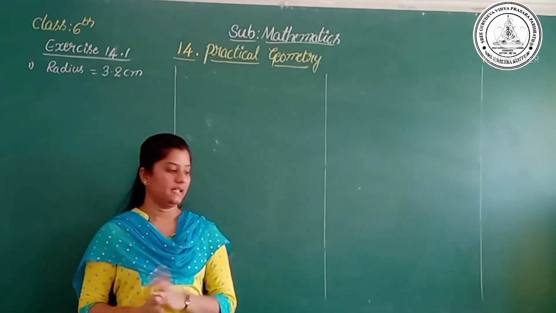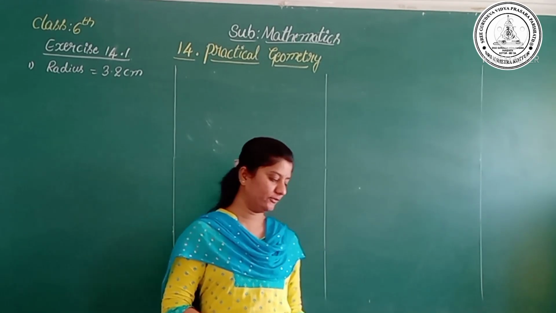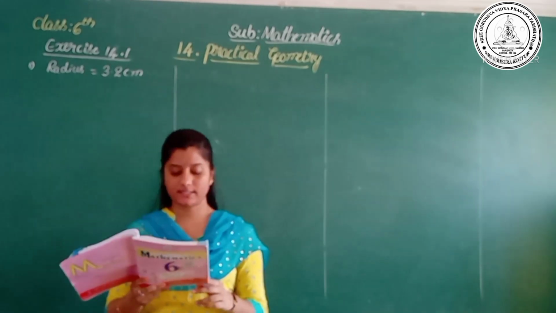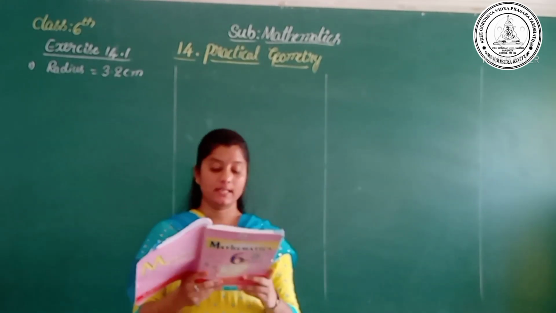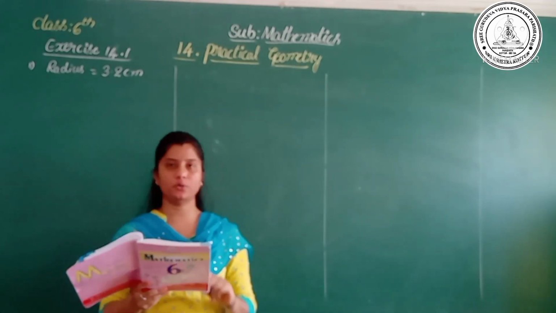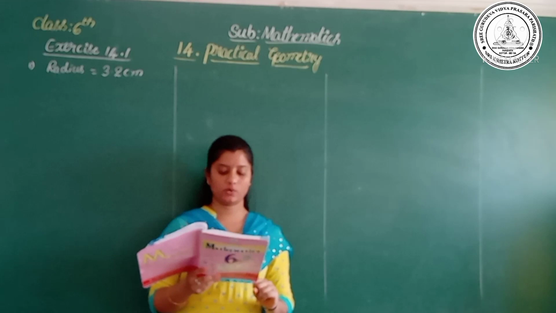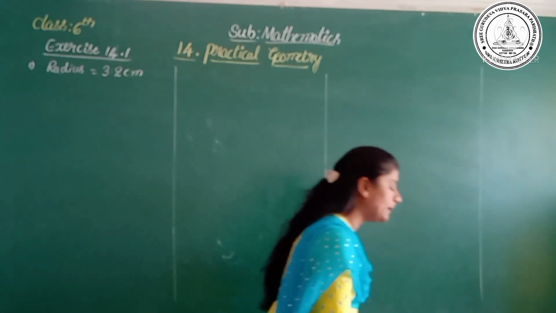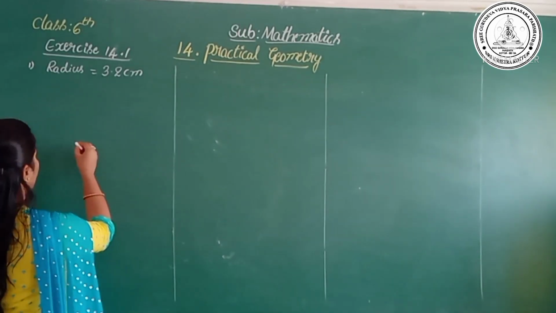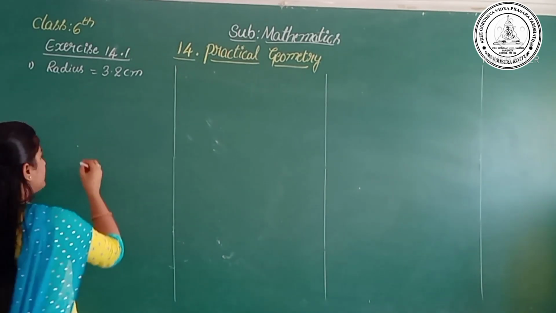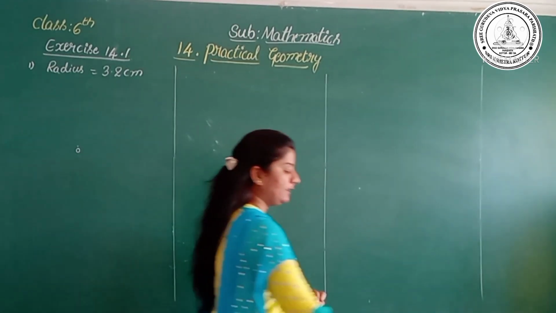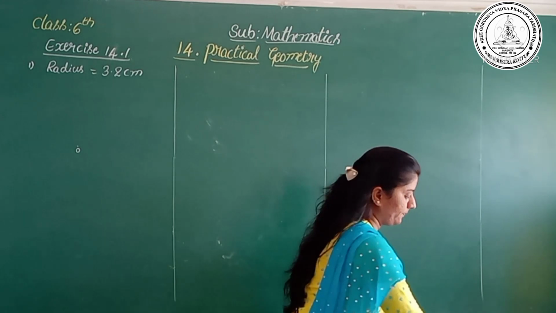Okay? Let's start exercise 14.1. So in exercise 14.1, the first question is: draw a circle of radius 3.2 centimeter. So here they have given the radius, measure the 3.2 centimeter using the compass. So first mark a point in your notebook. Here I will mark the center of the circle and I will mark it as O. Now I will take the compasses.